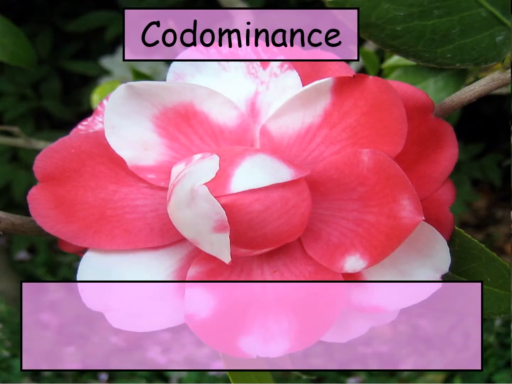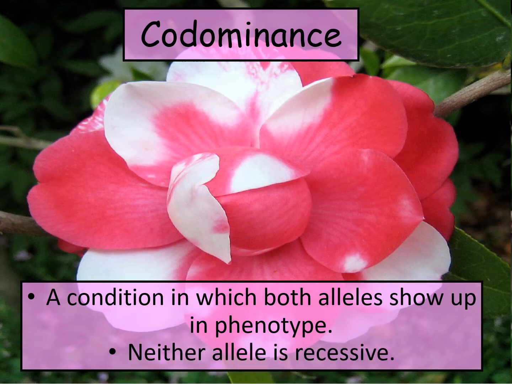A second condition that violates Mendel's law of dominance is something called codominance. In codominance, both alleles are dominant for a trait and both of them show up in the phenotype. So for example here, if you can see this flower, you can assume that, since I'm telling you it's codominance, one of the parents was red and one of them was white. And when they were mated or bred together, the offspring came out to have both colors appear in its phenotype. So neither allele is recessive, they're both dominant, and they are both being expressed by the organism.